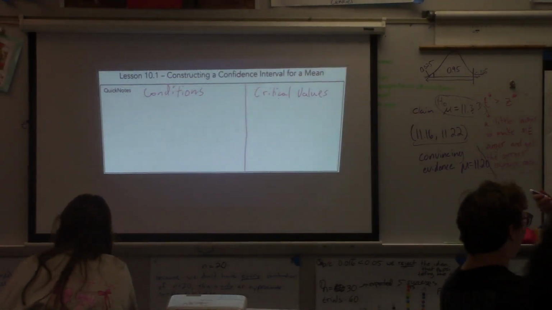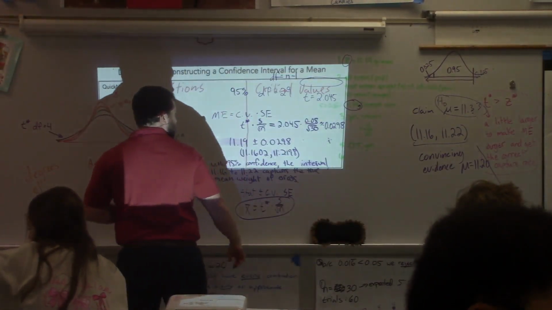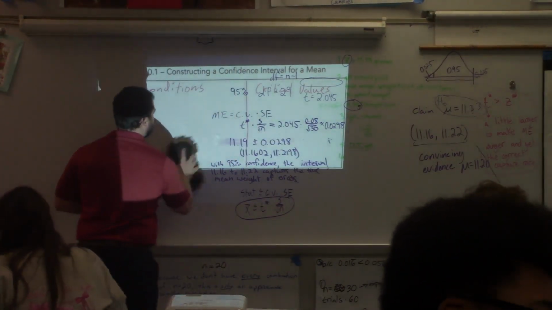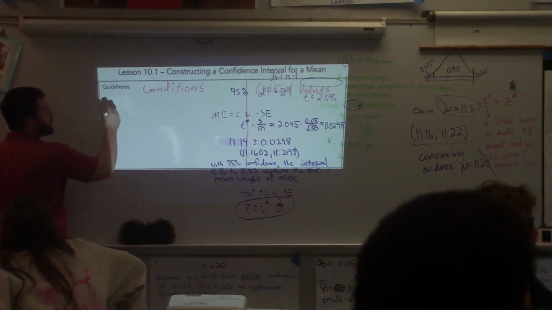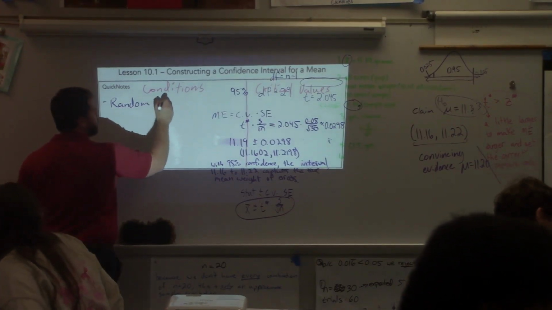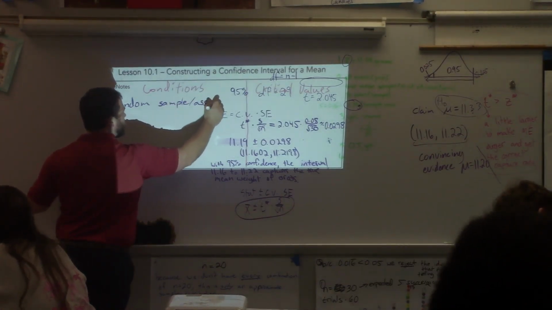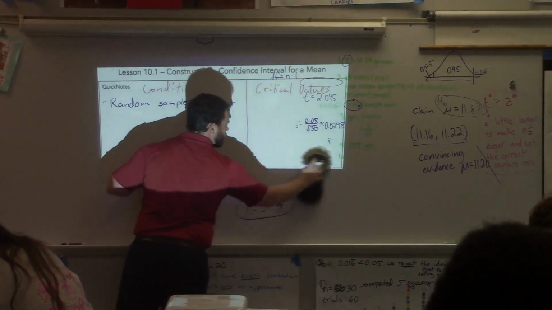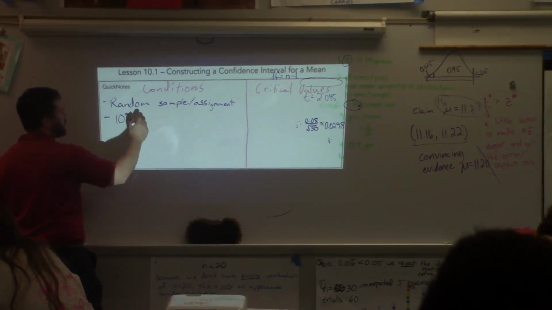Okay, so we're going to stop sweating that detail. Conditions: what conditions do we have for these inference procedures? We've got to have random, 10%, and the CLT. Random sample or random assignment, remember they have different goals. And the 10% condition.